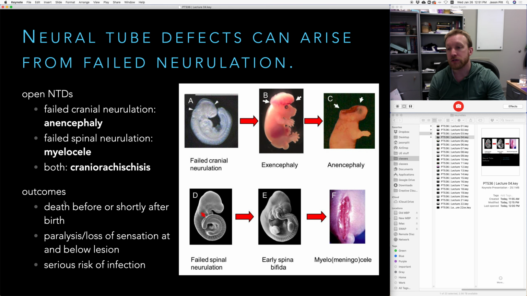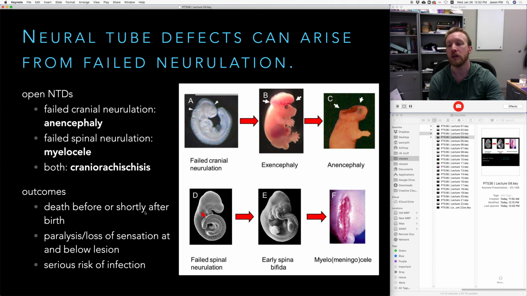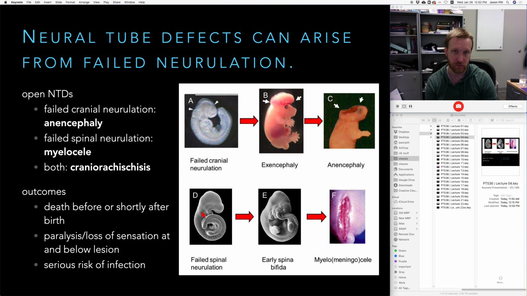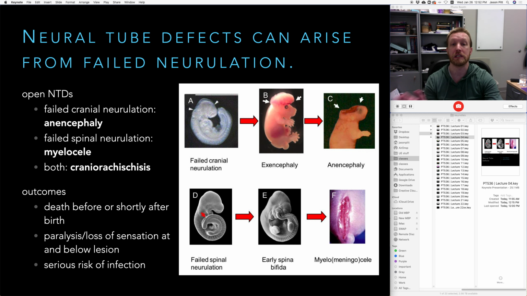So, failure with cranial neurulation, we're going to see death. If it's high enough in the spinal cord, we could also see death in case there's difficulties with respiration. But spinal cord failures are going to lead to paralysis, loss of sensation at and below the level of the lesion. That's motor and sensory deficits, and that's going to also include autonomic issues as well. And if we leave it open like we see here, we have exposed nervous tissue. This is a major risk for infection, so we need to get this covered up.